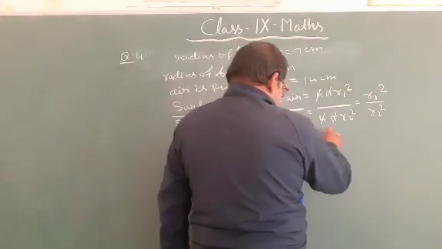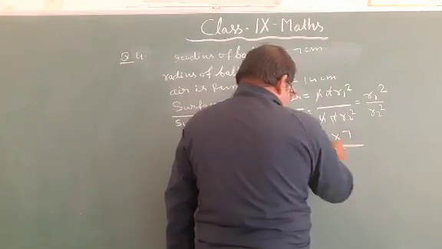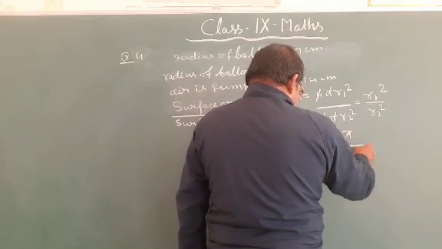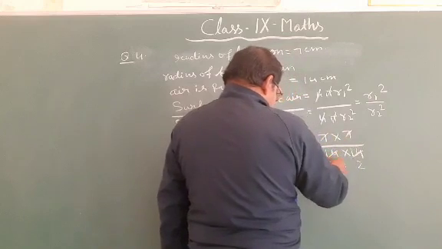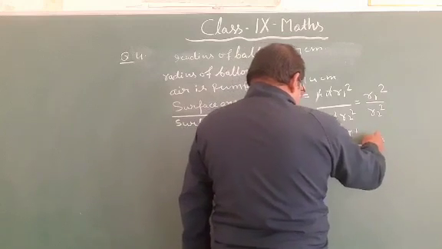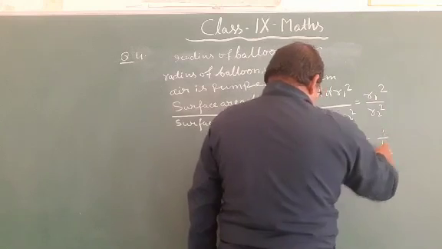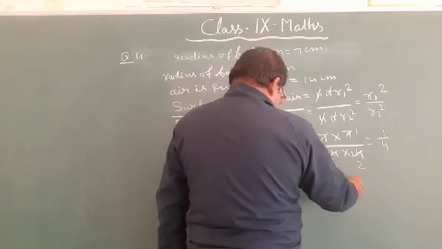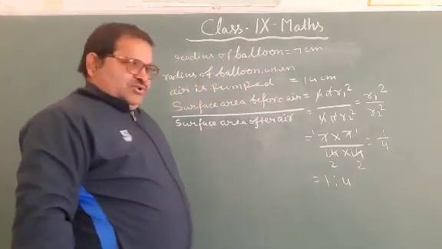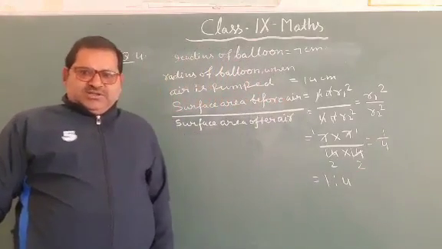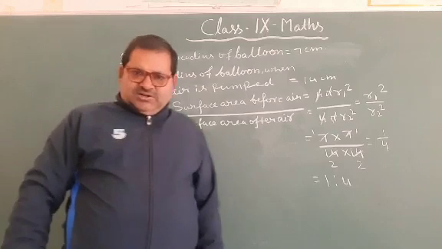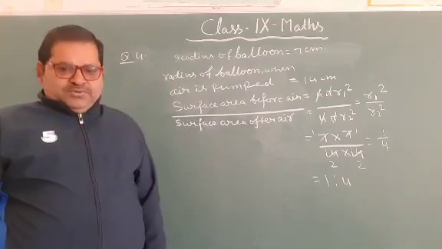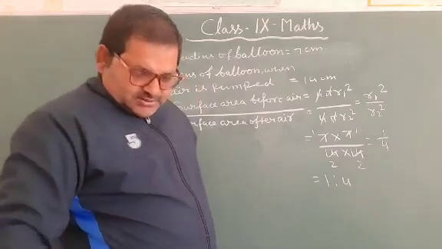Now 7 into 7 upon 14 into 14, that's equal to 1 upon 4, and the ratio is 1:4. The ratio in the two cases is 1:4. Clear? Next question.